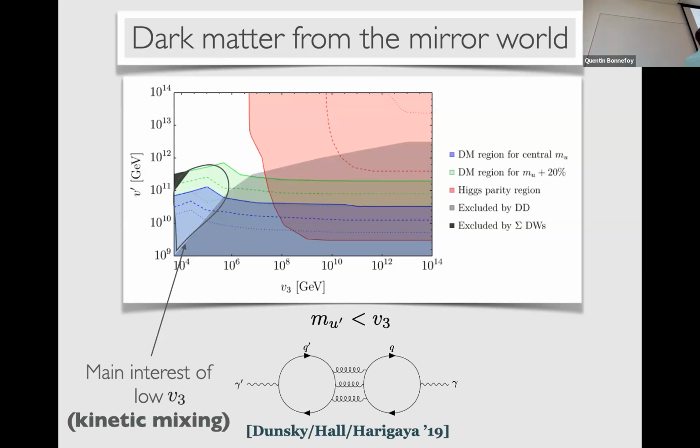And the main interest of our model, if you compare with the models where V3, the scale of color breaking, is definitely high and irrelevant for the study of this, is that all of those are excluded by dark matter direct detection from this four loop thing.